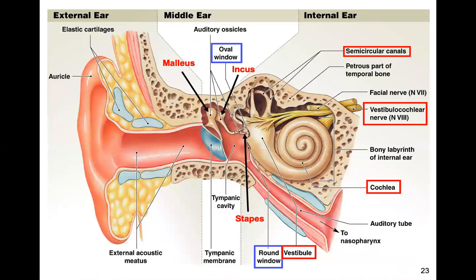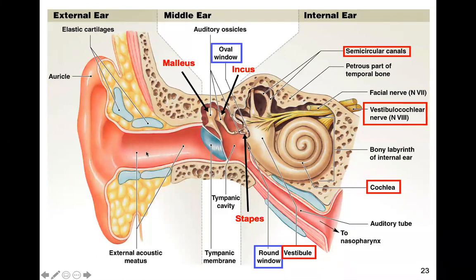Let's look at the ear. So how do we hear? Sound waves are collected through the funnel, right? The funnel is the pinna or the auricle of the ear. That's the outer part of the funnel. It collects the sound waves.